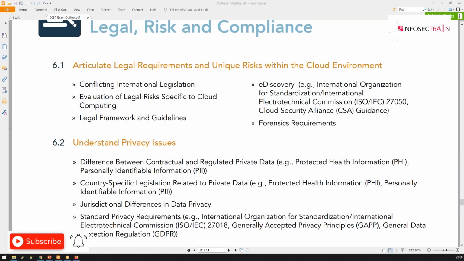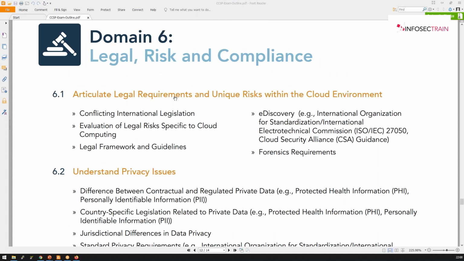And the last domain we have is Domain 6. It's just 13% only. It's a small domain, legal risk and compliance. But even if it's a 13% domain, it can be a bit confusing because it's completely about legal factors. You have to understand the legal conflicts in the cloud platform.